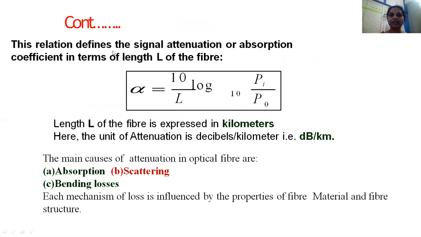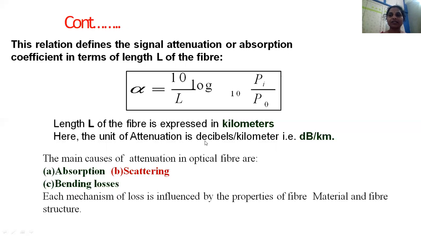The relation defines the signal attenuation or absorption coefficient in terms of the length L of the fiber. It is usually indicated with the formula alpha is equal to 10 by L log 10 Pi by P naught. The length L of the optical fiber is expressed in kilometers and the attenuation is expressed in decibels per kilometer.